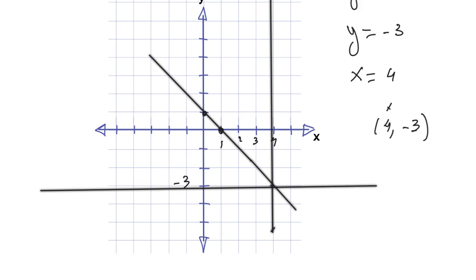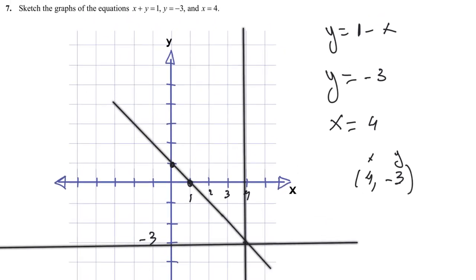The x is 4, the y is equal minus 3, and if x is 4 here on the rectilinear line, 1 minus 4 is minus 3. So it's the point of intersection of the three lines. The three lines intersect at this point, 4 comma minus 3. Okay, let's go to the next problem.